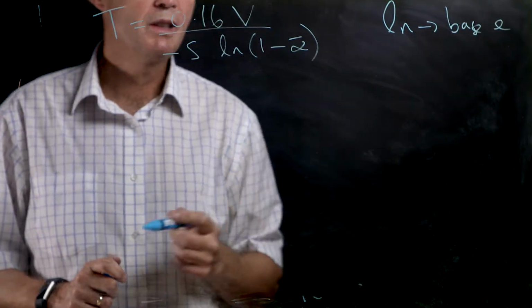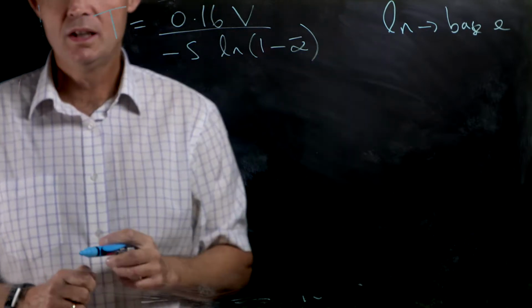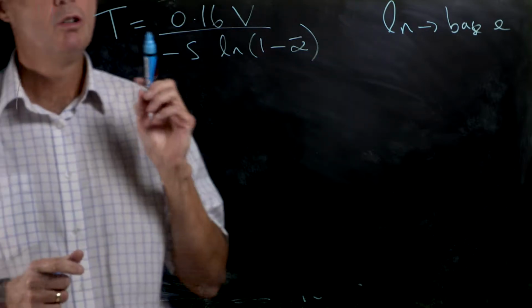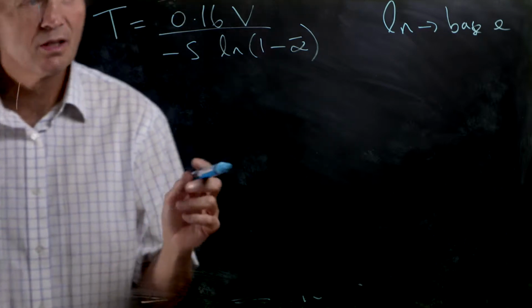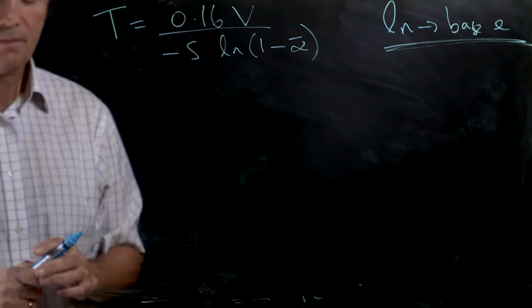So when you've got calculations that involve Eyring's formula, remember that we're dealing with logs to the base e and not logs to the base 10. Okay, it's a common error that we see in some examinations.